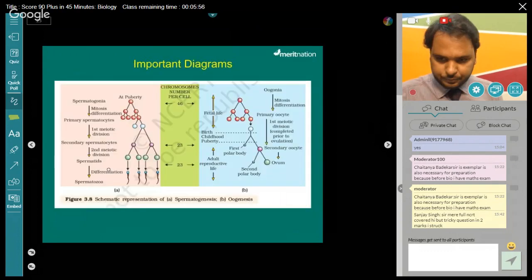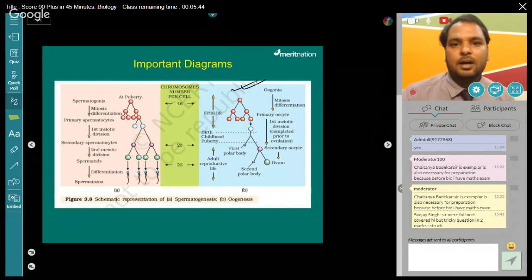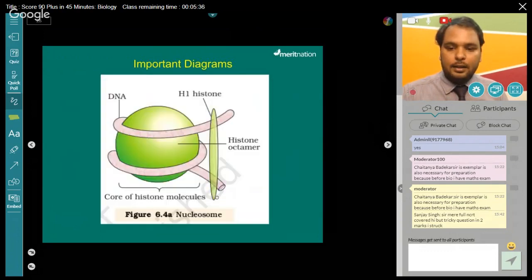Okay, now if you can draw this while explaining spermatogenesis and oogenesis, definitely this one is very important. It will give you full marks. When you explain the menstrual cycle also, you can draw this. It's very helpful. Seriously. Now, nucleosome, you can directly draw this diagram, not a problem, and label it.